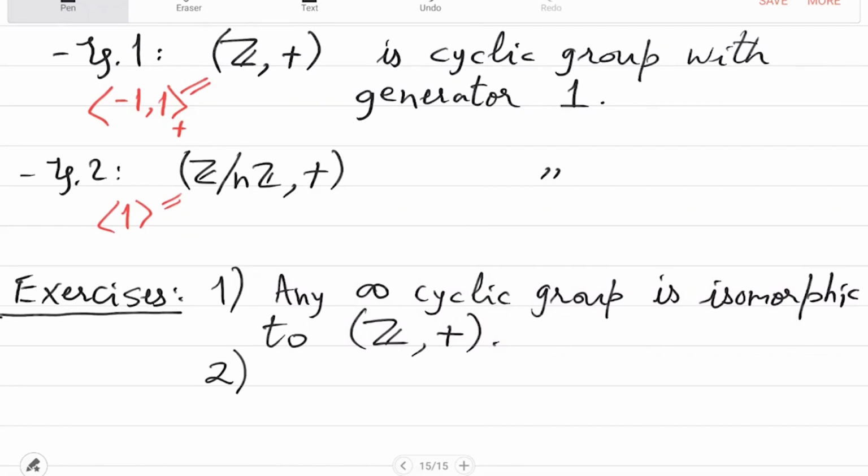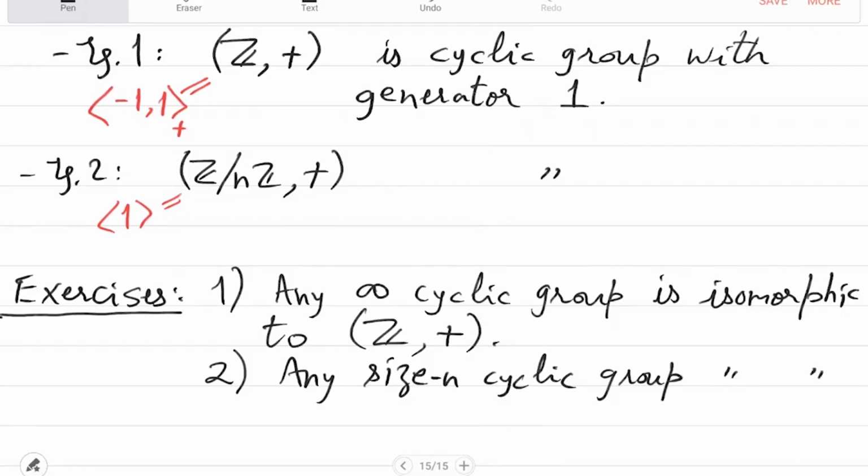And what about a size n cyclic group? Right. Isomorphic to what? Permutation. No. Just the second example, Z mod n. So any size n cyclic group is isomorphic to Z mod n.